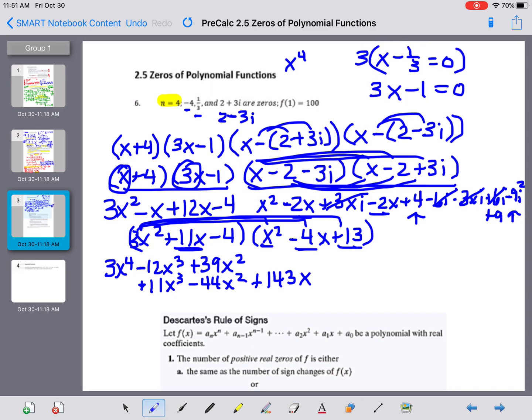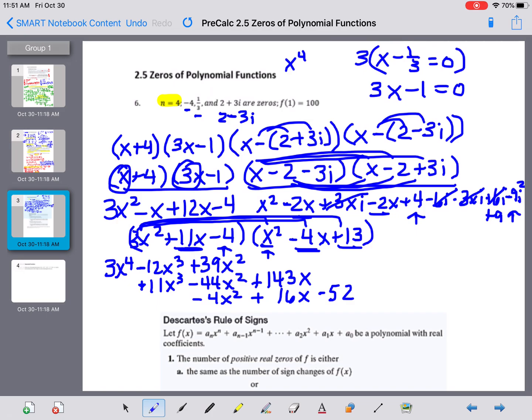Okay, last one. Negative 4 times x squared is negative 4x squared. Again, I'm going to line it up with the other x squareds. Negative 4 times negative 4x is going to be positive 16x, and negative 4 times 13 is a negative 52. Okay, what's the chance you can trust me on this multiplication? I'm double checking with my old work here. I think I have all the signs right and stuff.